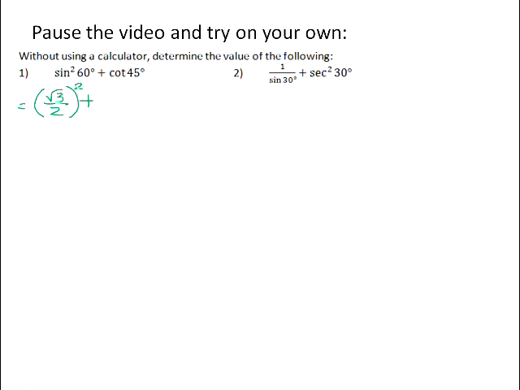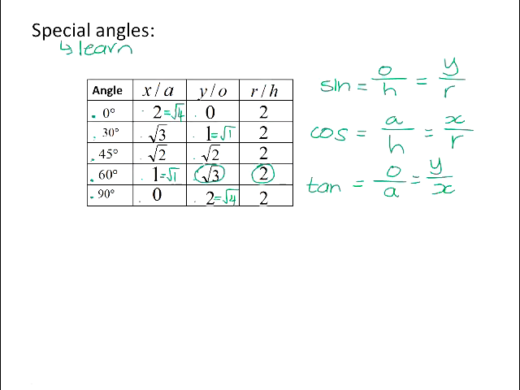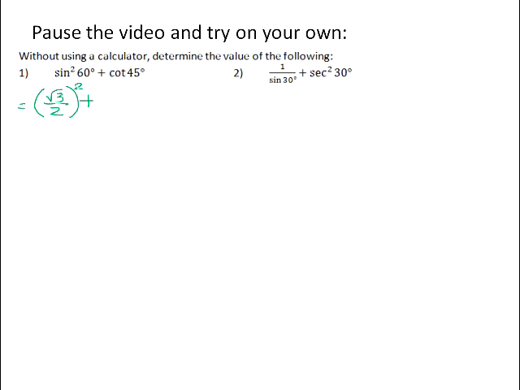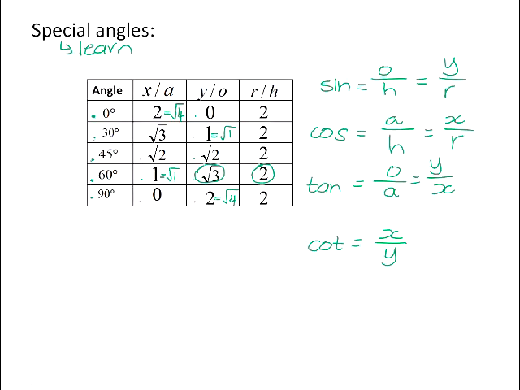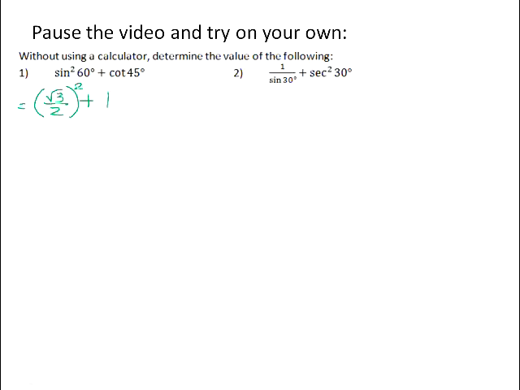The cot of 45, cot is the reciprocal ratio for tan. So it will be the x over the y value, and we are looking for the cot of 45 degrees. So if we look here, the x is root 2, the y is root 2. Root 2 divided by root 2 is 1. If we simplify that, the square root of 3 squared is 3, 2 squared is 4, and 3 quarters plus 1 is 7 quarters.